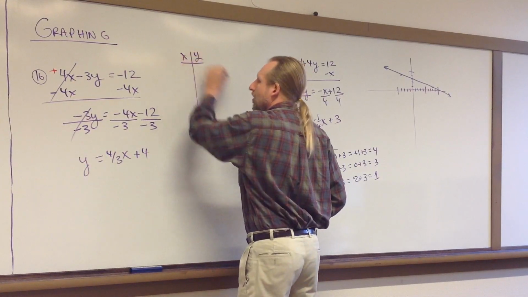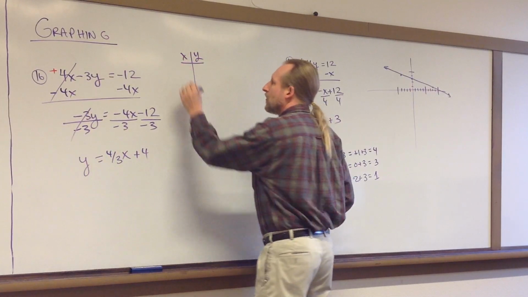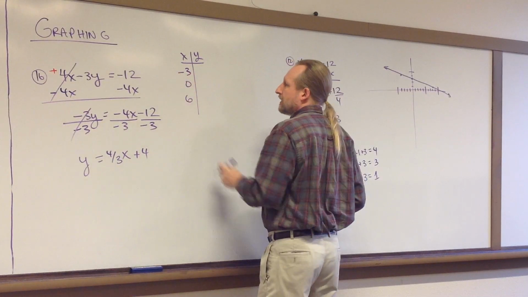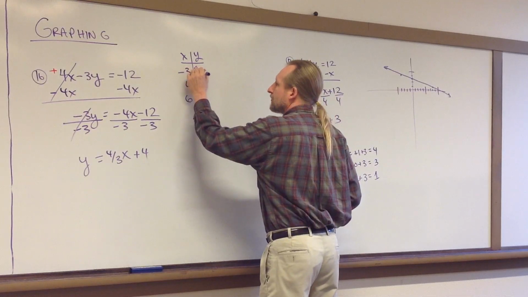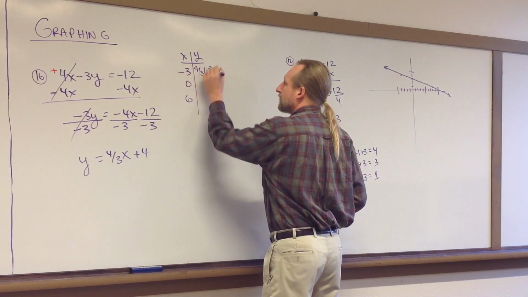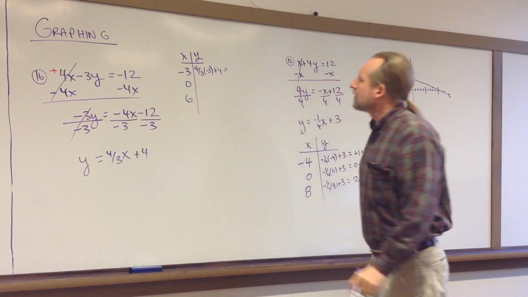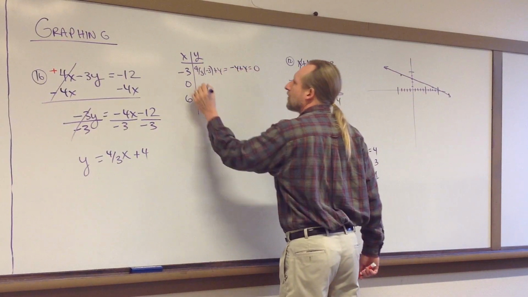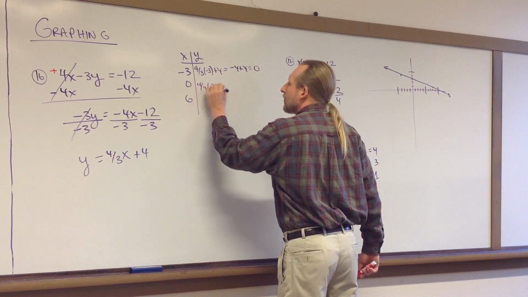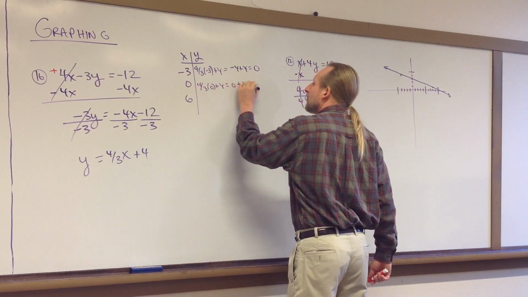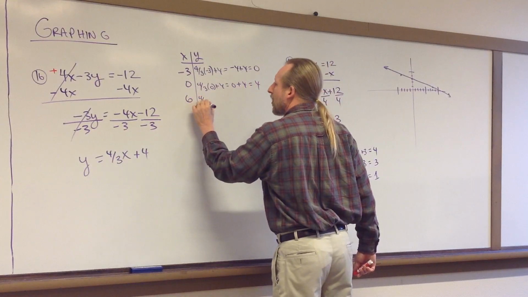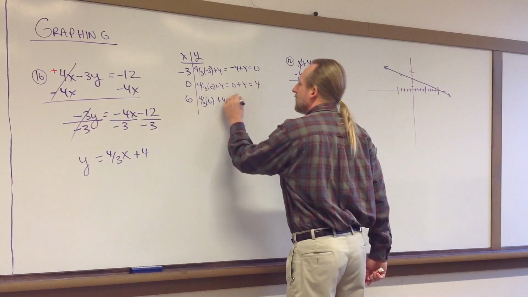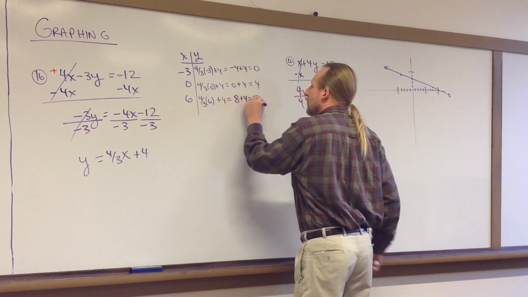Okay. So let's pick things that are multiples of 3. And let's see here. 4/3 times negative 3. So that's going to be what? Negative 4 plus 4 is 0. Okay. And that's going to be 0 plus 4 is 4. And what's that going to give us? 2, 8 plus 4 is 12.